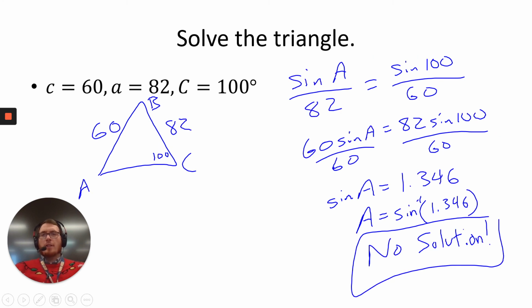Okay, the third question here gives you side length C and angle C. So side length C is 60, angle C is 100. So the first thing you got to do is find angle A. So sine of A over 82 equals sine 100 over 60. You do your cross multiply, divide by 60. You get sine A equals 1.346 and do sine inverse.